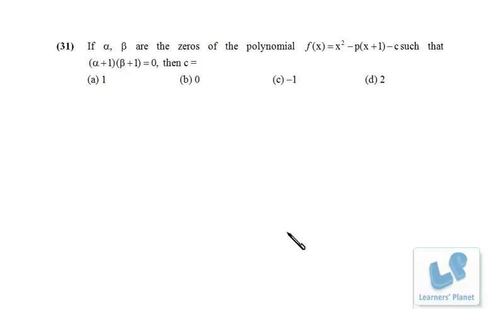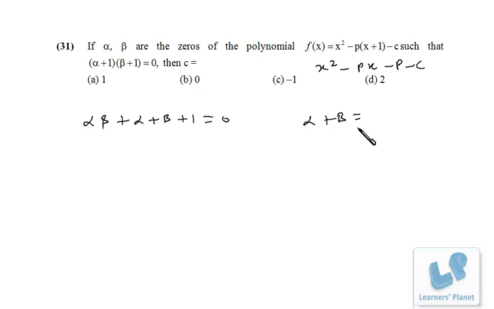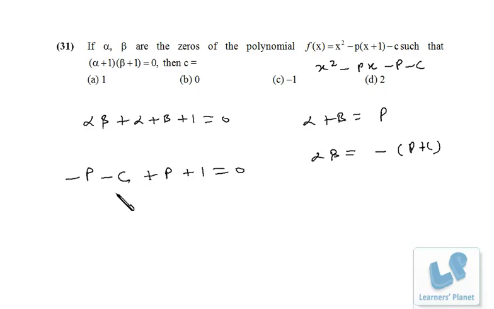Now in this question, similarly, alpha beta are zeros, and we are given that alpha plus 1 into beta plus 1 is 0. That means alpha beta plus alpha plus beta plus 1 is equal to 0. Now according to us, I just rewrite it, x square minus px minus p minus c. So alpha plus beta is p, and alpha beta is minus of p plus c, right? Now I put the values over here. So it's minus p minus c plus p plus 1, and that's 0, right? So we have to get the value of c. So minus c is equal to minus 1, that means c is equal to 1, right?